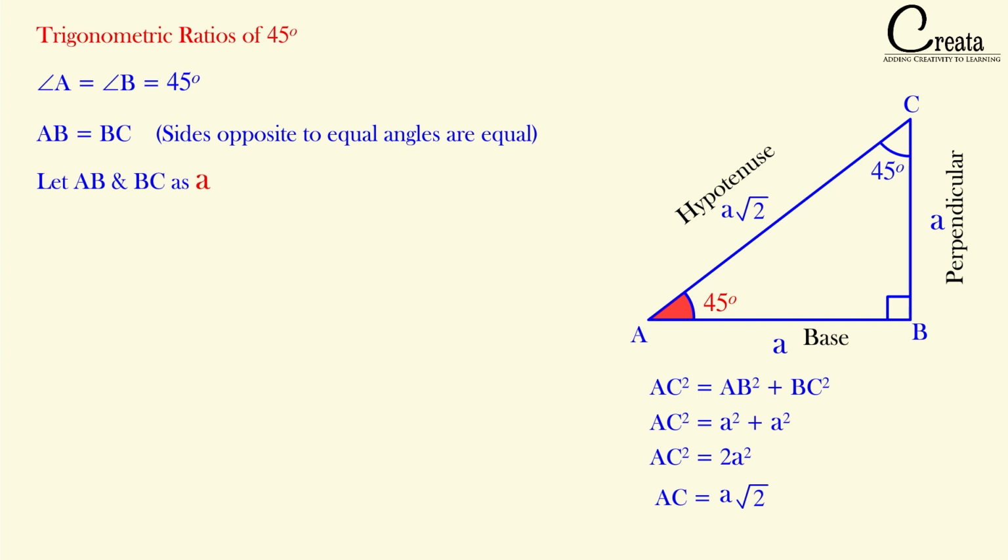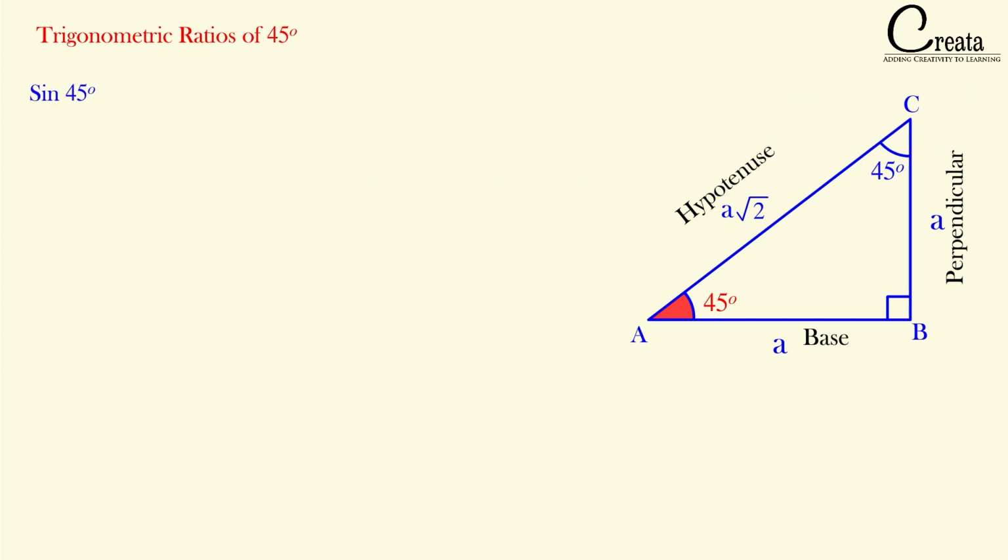Now we can easily find any of the trigonometric ratios. Let's find sine 45 degree. Here we have taken angle as 45 degree because our trigonometric angle is angle A, which is 45 degree. Okay. Sine we know it is perpendicular over hypotenuse. Perpendicular is BC and hypotenuse is AC, which is A upon A root 2. So we got sine 45 degree as 1 upon root 2. Got it? We got our first trigonometric ratio value, that is sine 45 degree is 1 upon root 2.